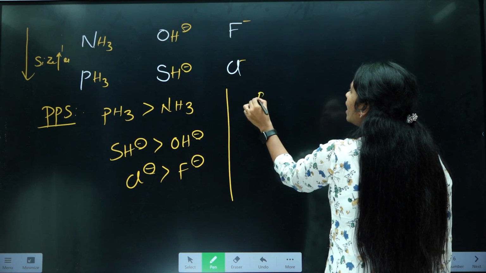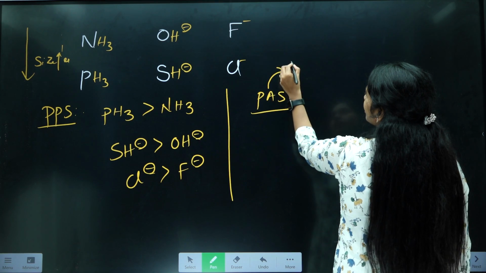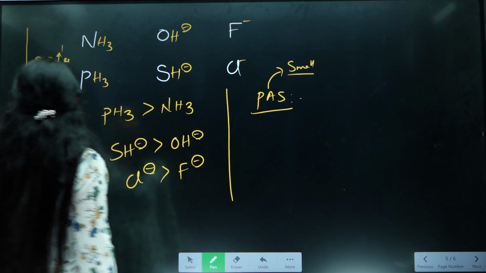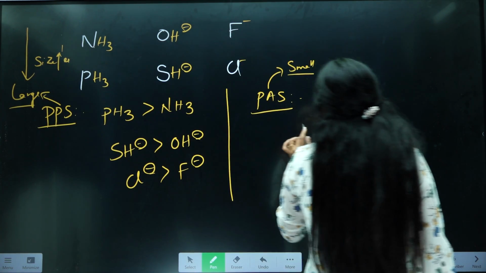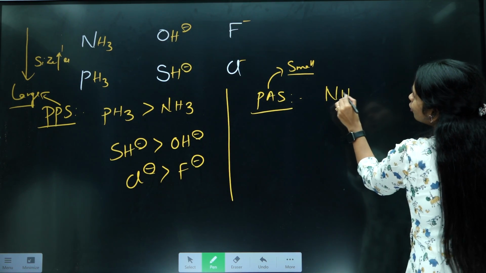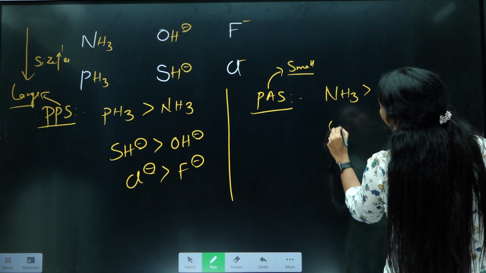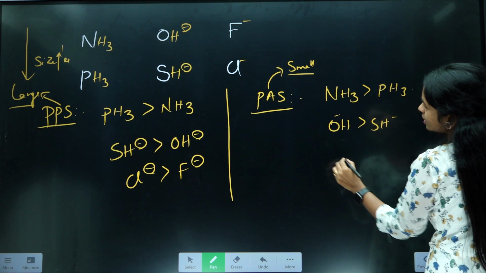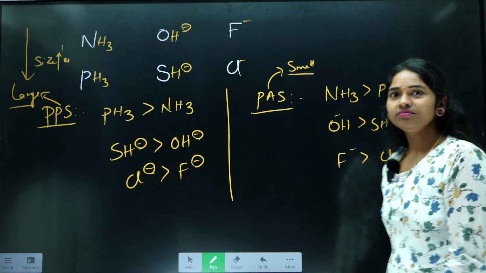Can you tell me about polar aprotic solvent? Polar aprotic solvent, small size. Polar protic solvent, large size. That's it. With this one single point you solve the question. Nitrogen, phosphorus: nitrogen is small size. Over. Next one, oxygen, sulfur, which is a small size? Oxygen. Fluorine, chlorine, which is a small size? Fluorine.